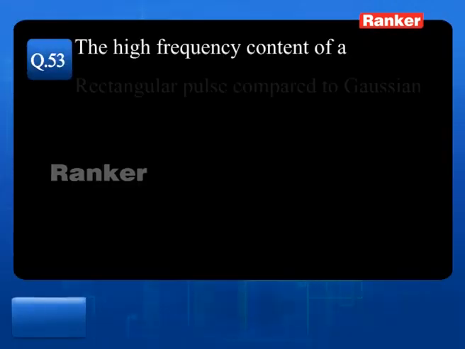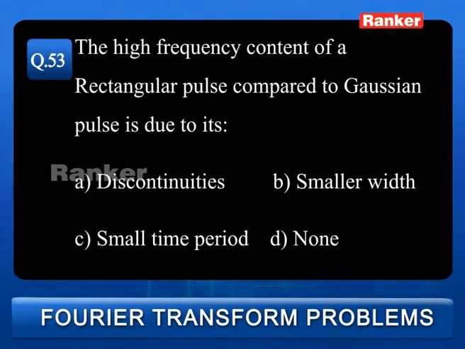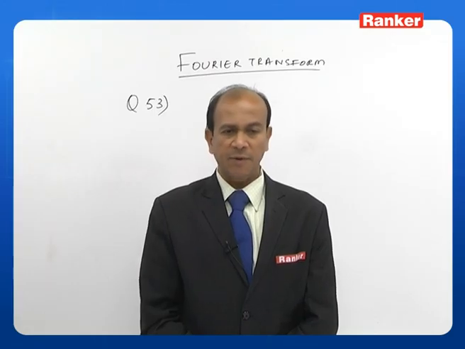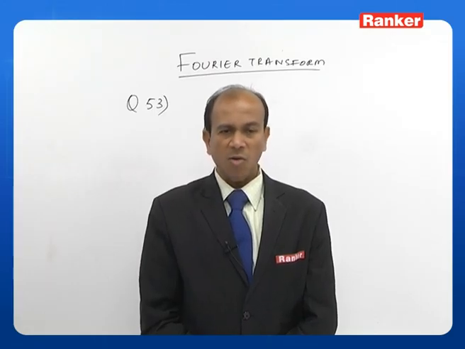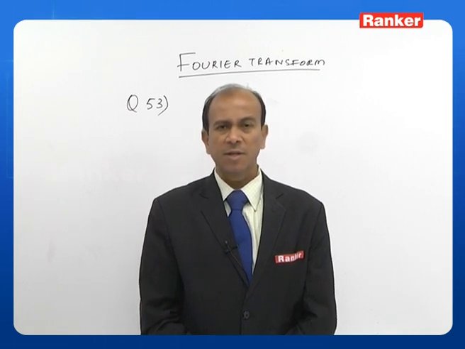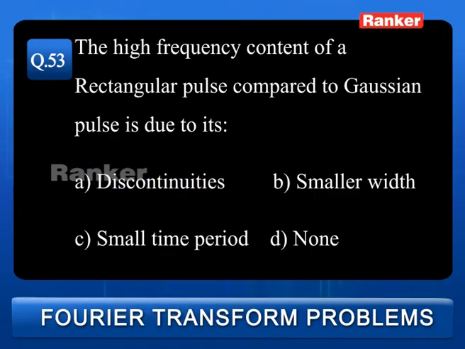53rd question. The high frequency content of a rectangular pulse compared to the Gaussian pulse is due to its A, discontinuities, B, smaller width, C, small time period, D, none. The answer is the presence of discontinuities in the rectangular pulse causes high frequency components in the frequency spectrum of a rectangular pulse. So the answer is A, discontinuities.